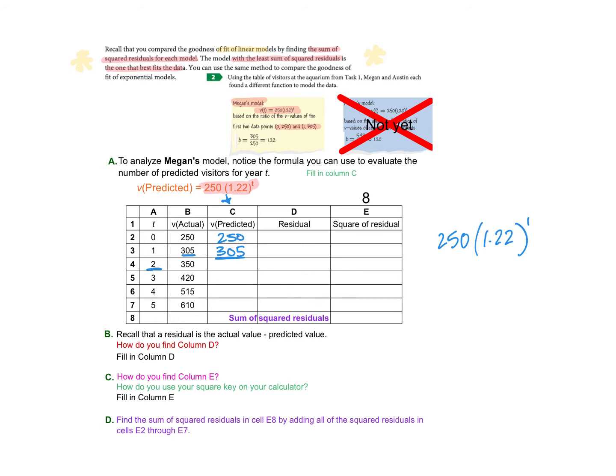Now to find the second year, it should be 350. That's what it is on the graph, but we're going to see what she predicted with her model. This is her predicted model. So I'm going to do 250 times 1.22 to the second power. Okay, please type that in. Okay, looks like I should get 372.10 if you type that in. Okay, I want you to do for year 3, 4, and 5. Pause the video and please do those.